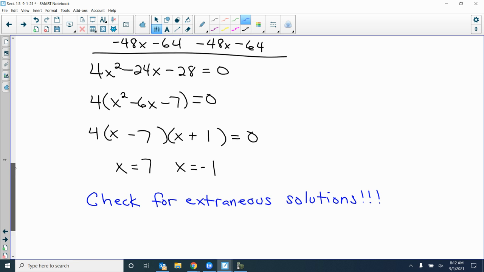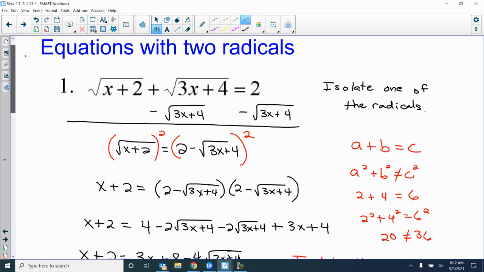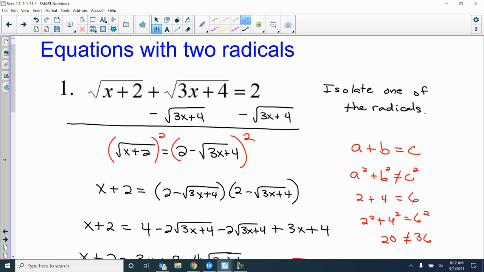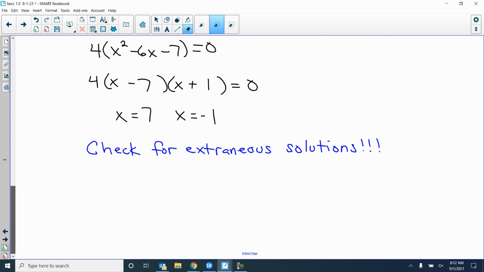Brian, which one did you check? Both of them. Did they both work? No. Which one didn't? 7. 7 didn't work. All right. 7 plus 2 is 9. Square root of 9 is, this is always the principal square root. It's written like that. Square root of 9 is 3. Plus 3 times 7 is 21 plus 4 is 25. Square root of that is 5. Well, 3 plus 5 is not 2. So that one doesn't work. Does negative 1 work? Yeah, because what do you get? I get a 1 here and I get a 1 there. 1 plus 1 is 2. So we didn't do anything wrong, but 7 does not work.